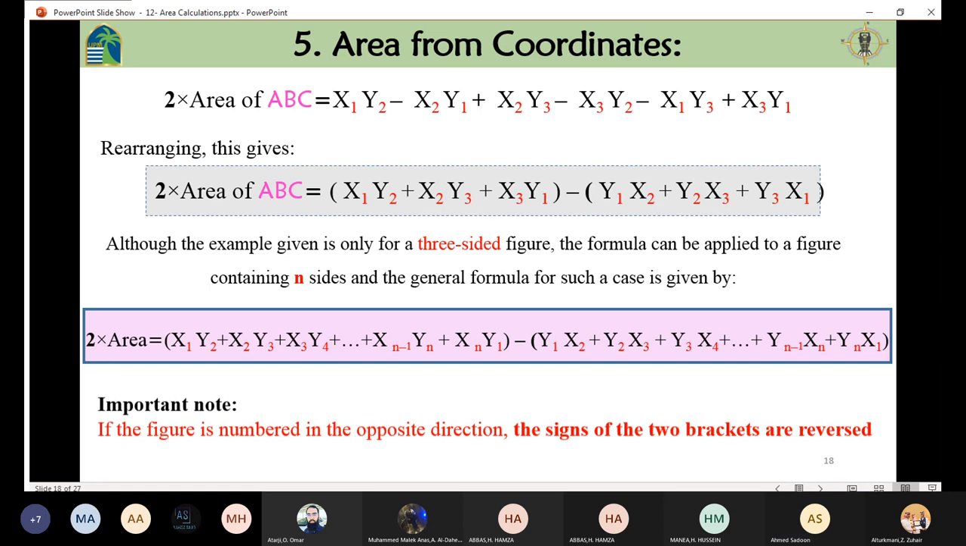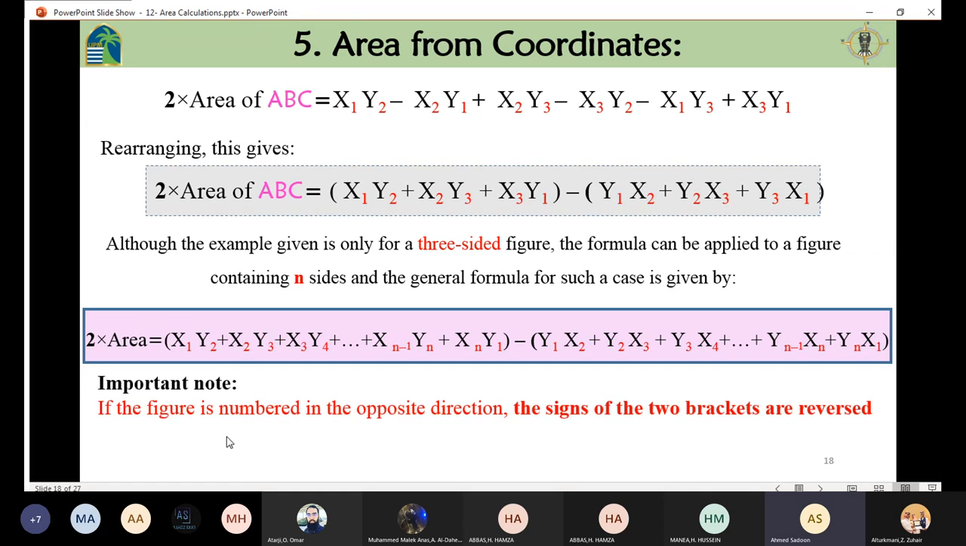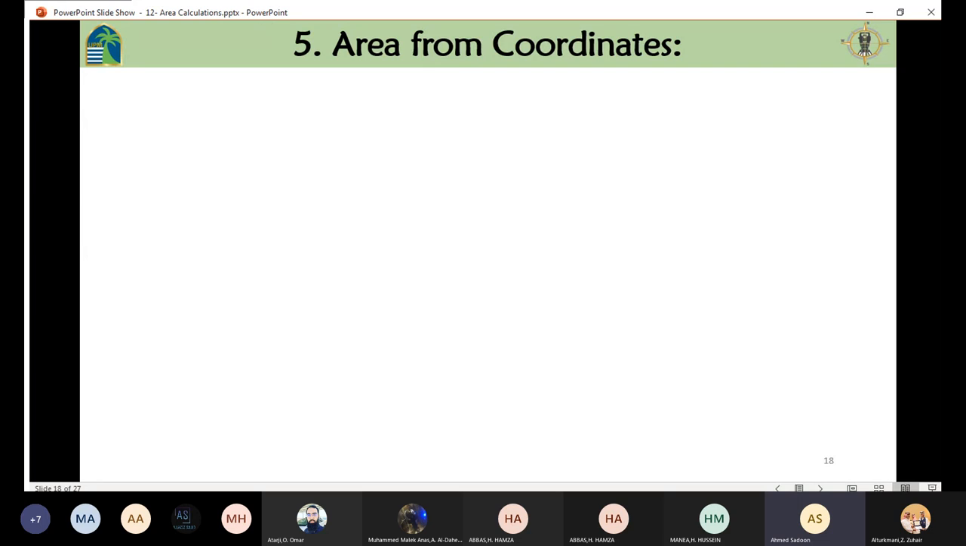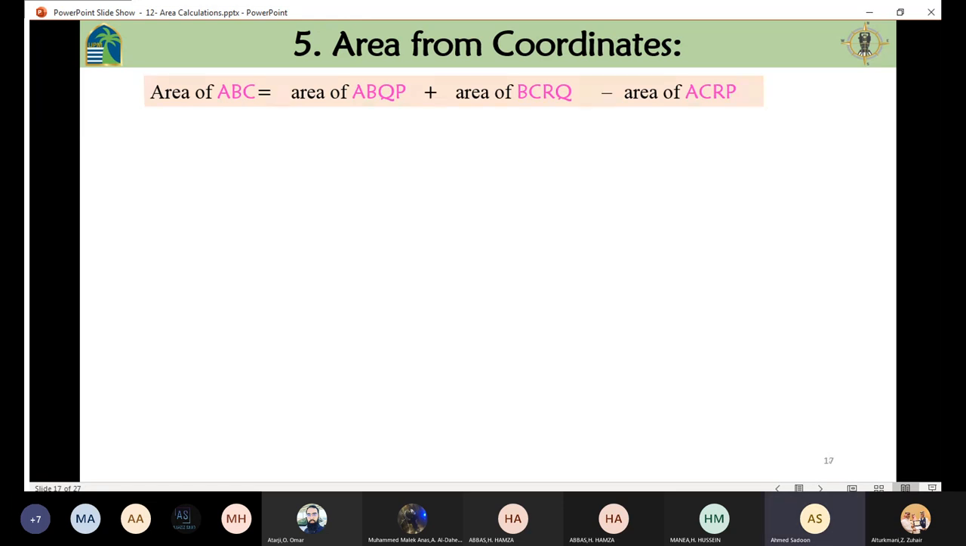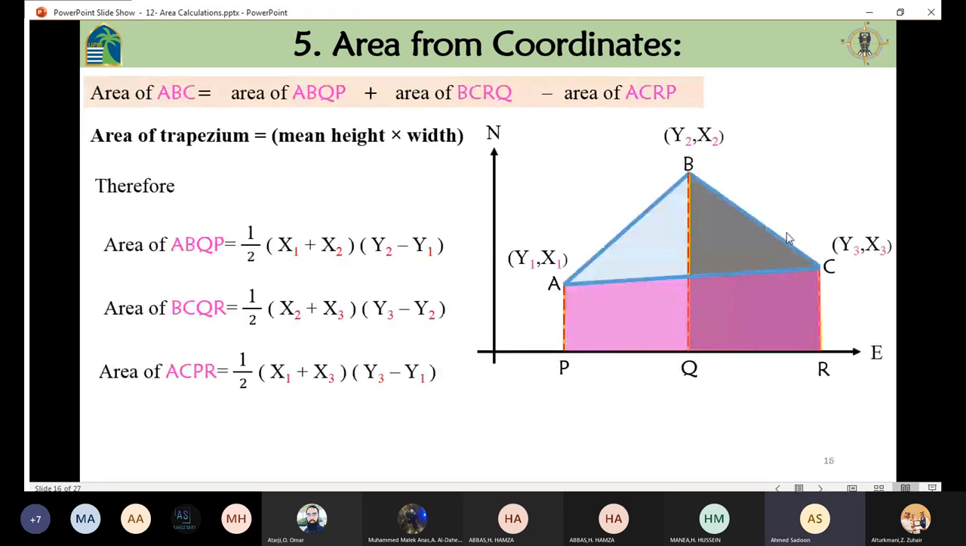Remember, when we determine the area using the coordinates, the numbering was clockwise. So here, if you get back, we said that A, B, C. So always the numbering was clockwise. For this area, the numbering, we said that A, B, Q, P. Everything was clockwise also here. So the numbering is clockwise.